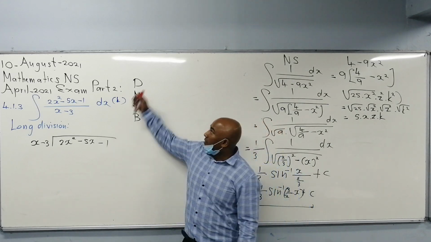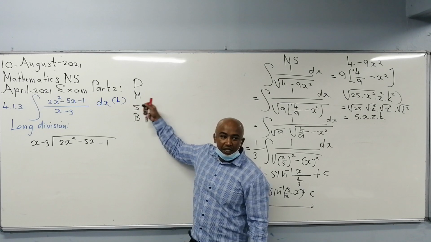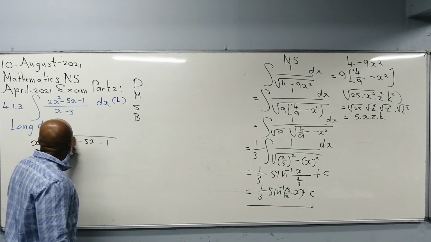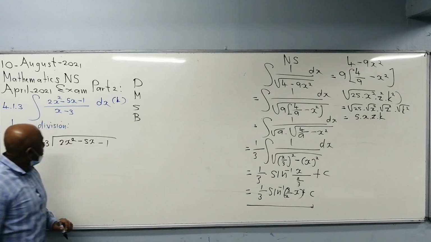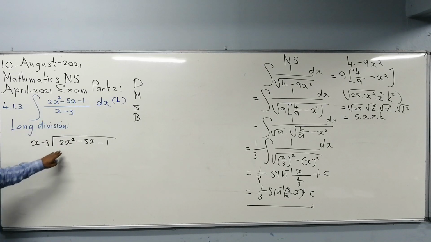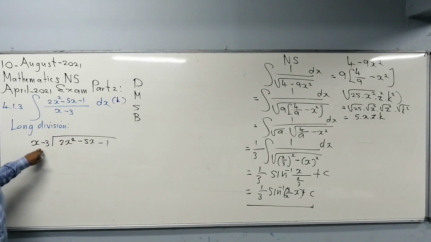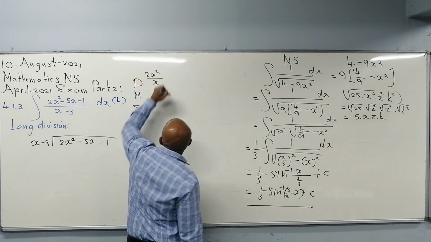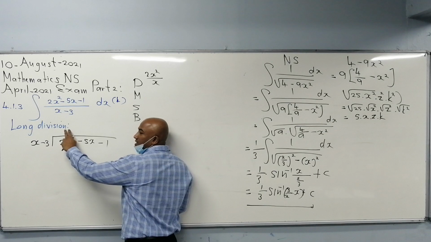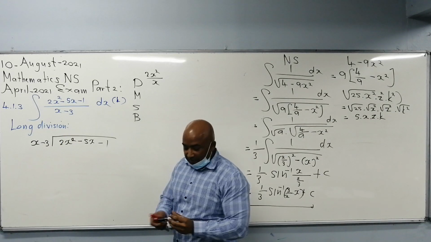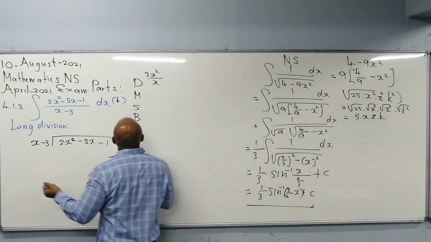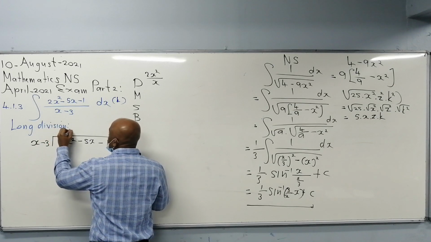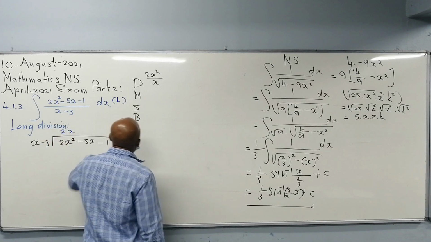Okay, so we're going to divide, multiply, subtract, bring down. Divide. I'm going to go 2x squared divided by x, and the result goes directly above. So what is the result of 2x squared divided by x? It's just 2x. So that's done.